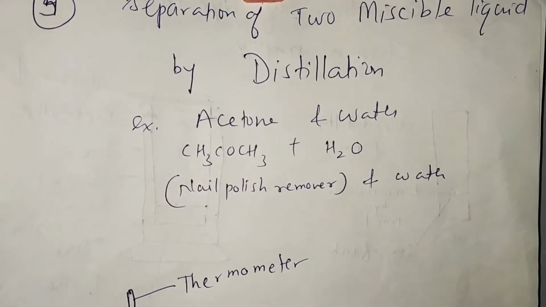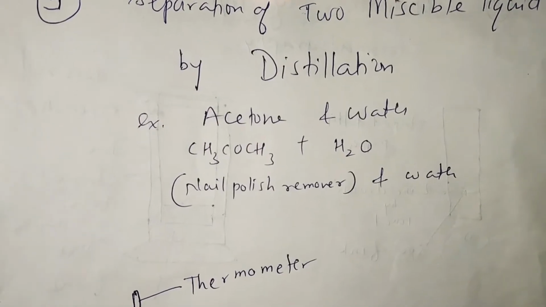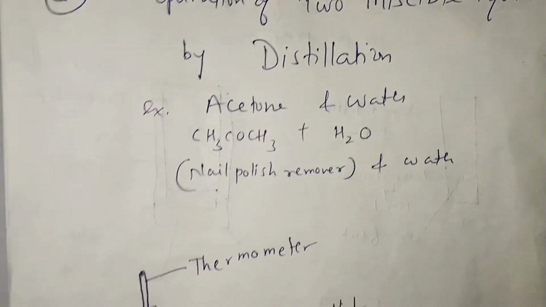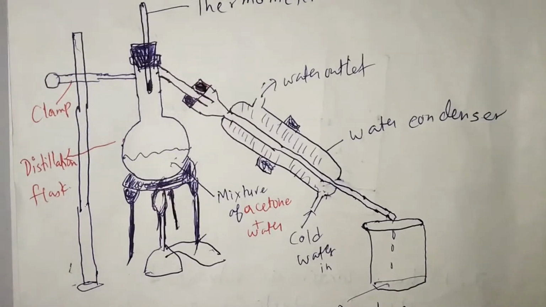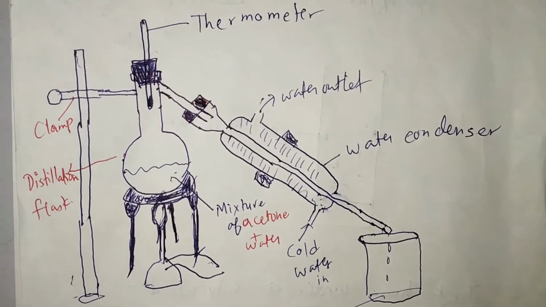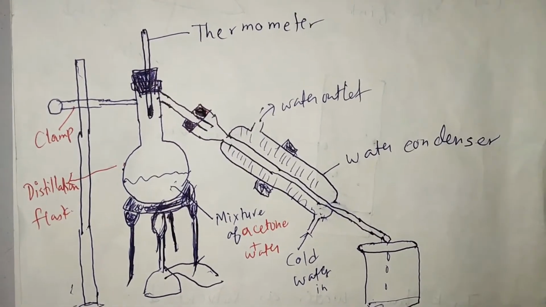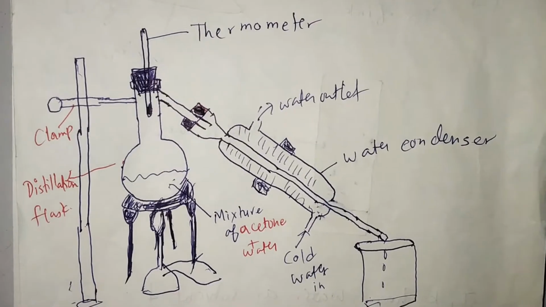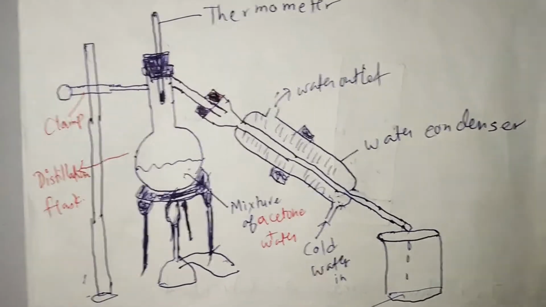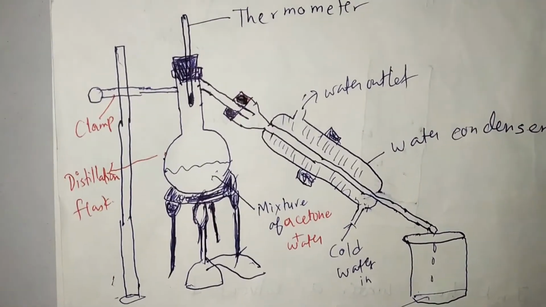Distillation is a process which is based on the difference between the boiling points. Let's see the setup. You can see this experiment setup. There is a distillation flask. There is a water condenser here. So what happens in this distillation process?